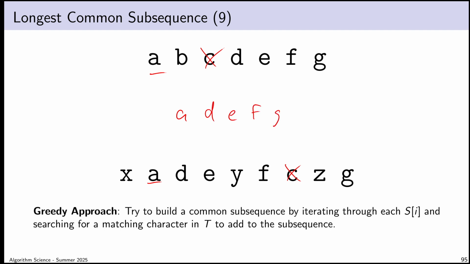The problem is the greedy approach tried to make a locally optimal decision. So at the point where it was considering the C, the only question it could answer is, well, if I add the C, then I get a sequence that's 1 longer. And if I don't add the C, then I don't get a sequence that's 1 longer. So what do I choose? Well, the greedy approach is make the sequence bigger. Always make the sequence bigger.